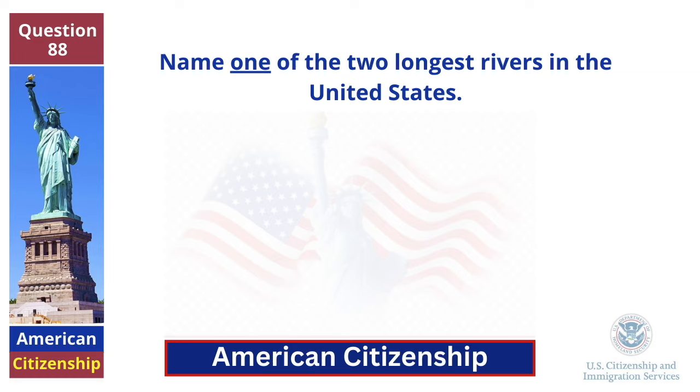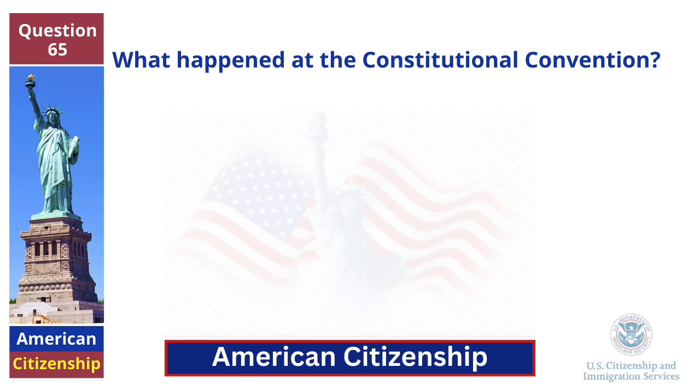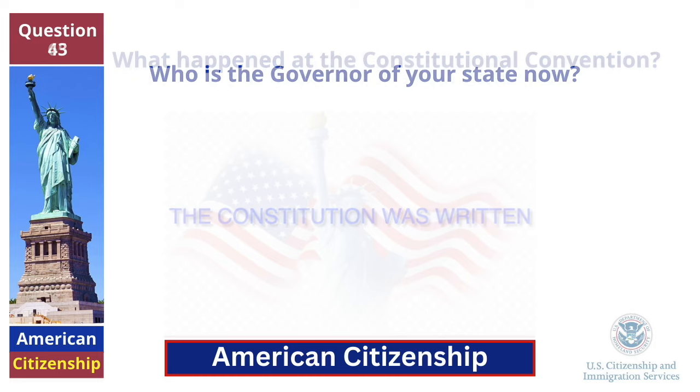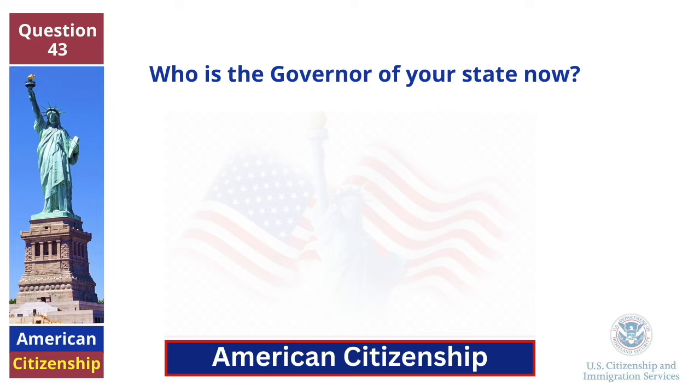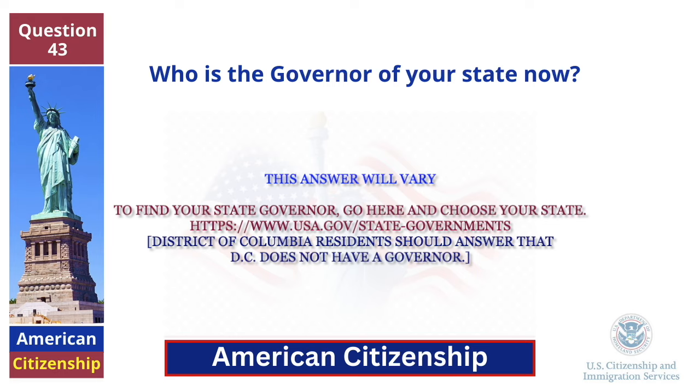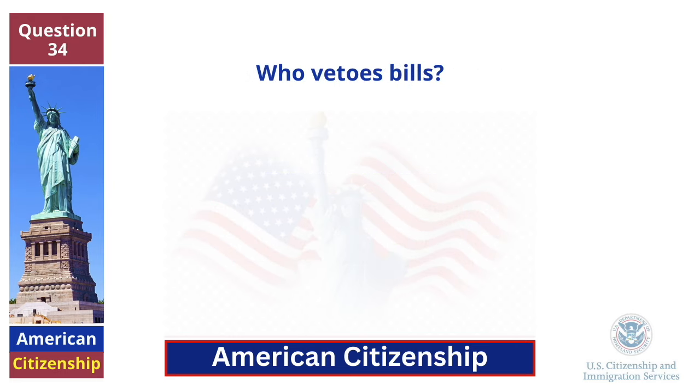Name one of the 2 longest rivers in the United States. Missouri River. What happened at the Constitutional Convention? The Constitution was written. Who is the governor of your state now? Who vetoes bills? The president.